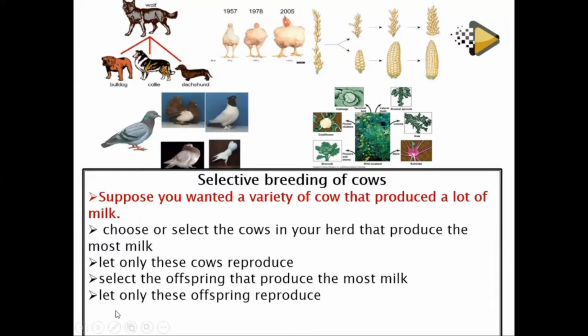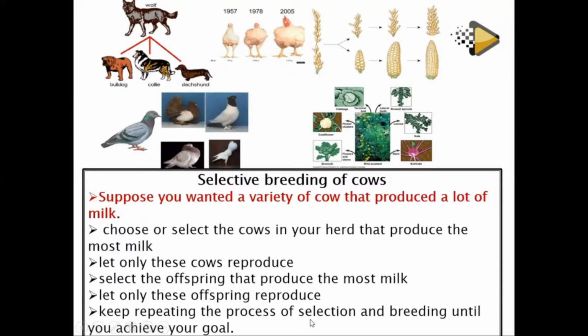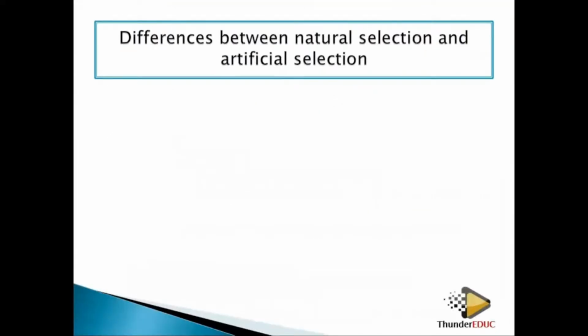Then you're saying that you let only these offspring reproduce. The ones which can produce milk, you let them reproduce. Keep repeating the process of selection and breeding until you achieve your goal, until those animals which can produce milk are obtained. So what are some of the differences between natural selection and artificial selection?